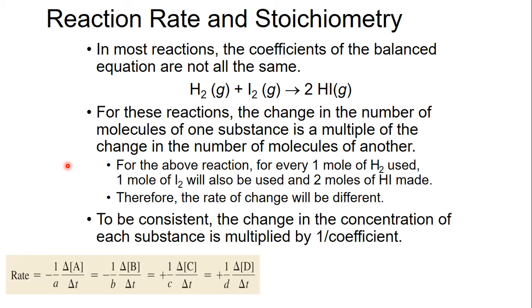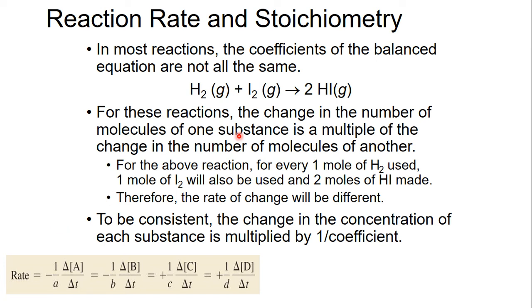at. And so to be consistent with that, when we do our change in chemical species over change in time, we multiply that by 1 over our stoichiometry coefficient here. So for the reaction A plus B goes to C plus D, here's our reaction rate, where little a, b, c, and d are our stoichiometry coefficients.